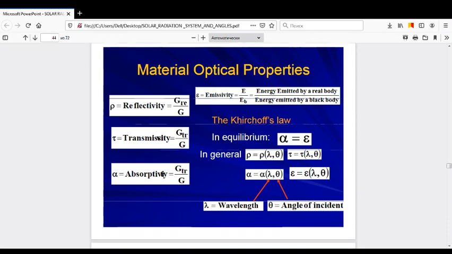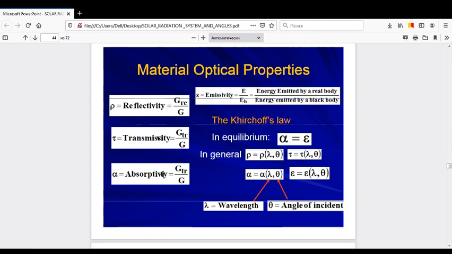Now material optical properties. Reflectivity is G_RE upon G, that is rho. Transmissivity is G_TR upon G, and absorptivity is G_AB upon G. Emissivity is equal to the energy emitted by the real body upon the energy emitted by a black body, so it is the ratio epsilon upon epsilon_B.